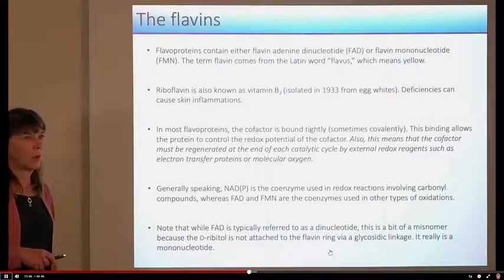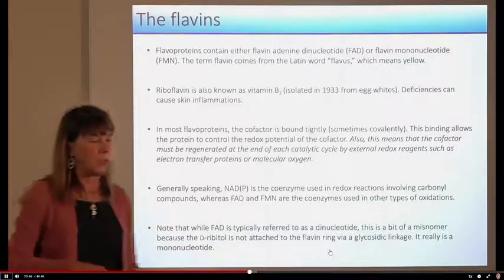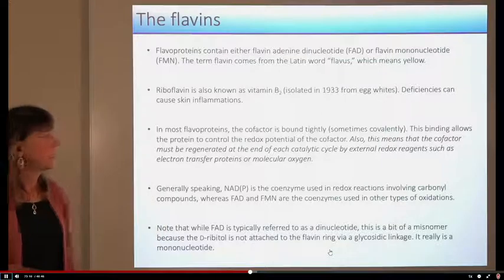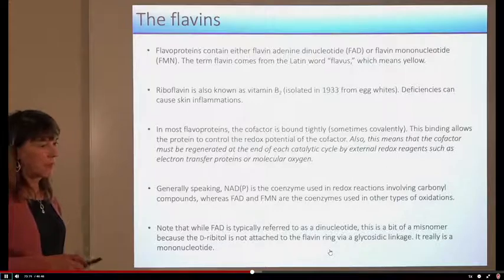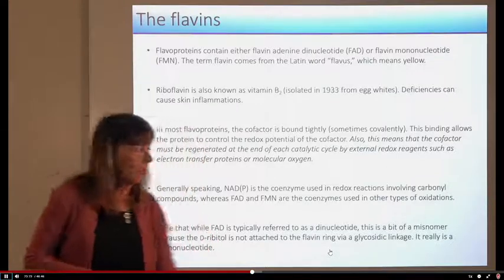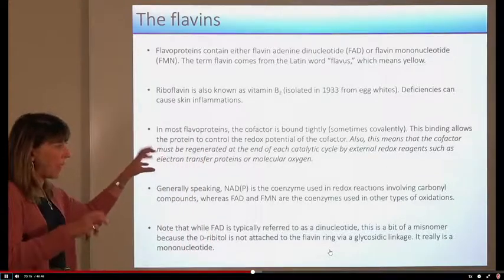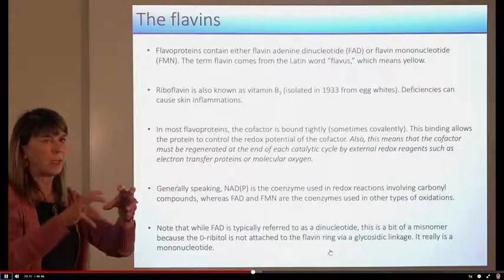Where did the flavin word come from? It comes from the Latin word which means yellow. And when you isolate these proteins, they tend to have a yellow tint to them. Riboflavin, also known as vitamin B2, was isolated in 1933 from egg whites. Now, this is interesting. In most flavoproteins, the cofactor is covalent or bound tightly, not covalent, but bound very tightly.